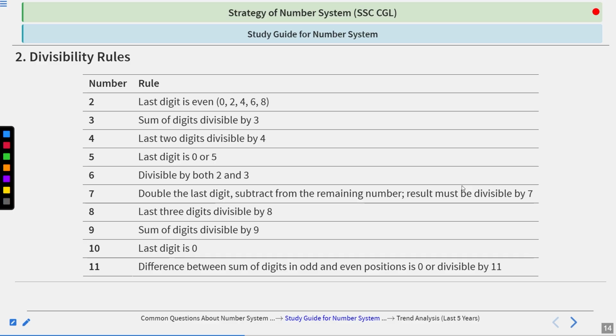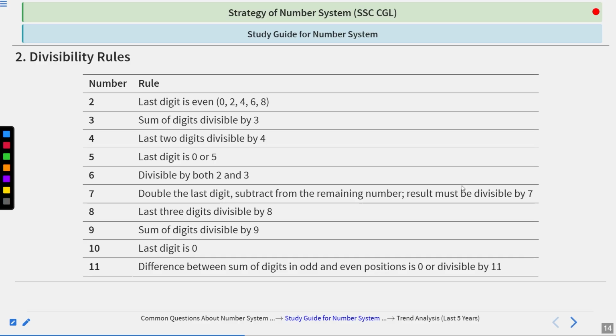Divisibility rule of 3 says if the sum of the digits is divisible by 3, then the number will be divisible by 3. Divisibility rule of 4 says that if the last two digits of the given number are divisible by 4, then the number will be divisible by 4. In the same way, the 5 divisibility rule says that if the last digit of any given number is 0 or 5, then the number will be divisible by 5.